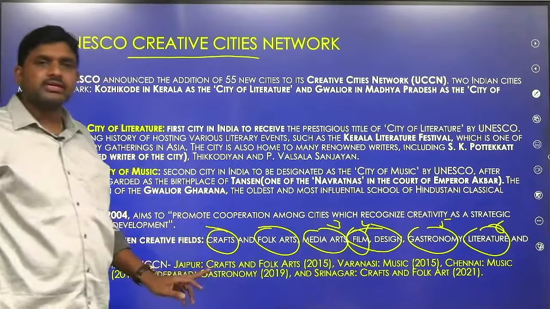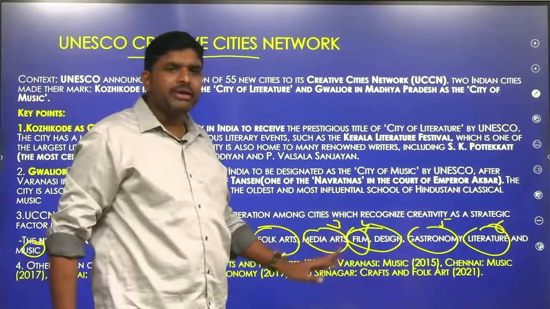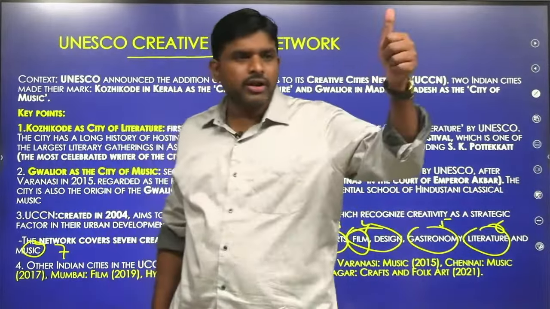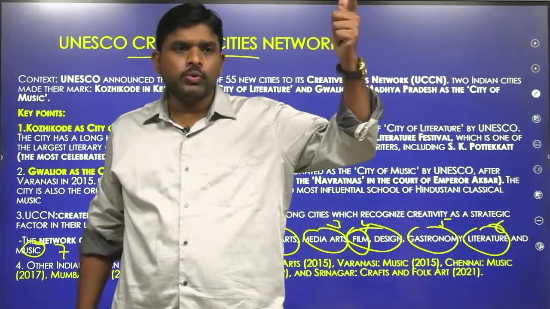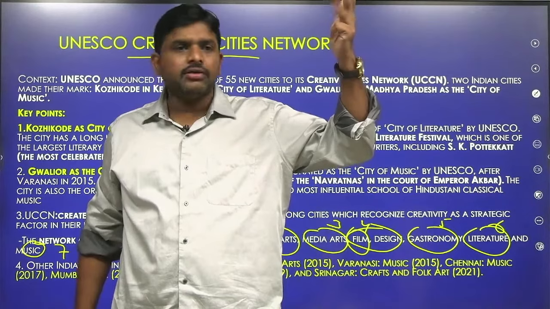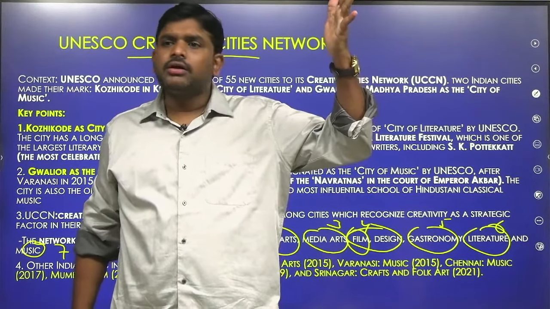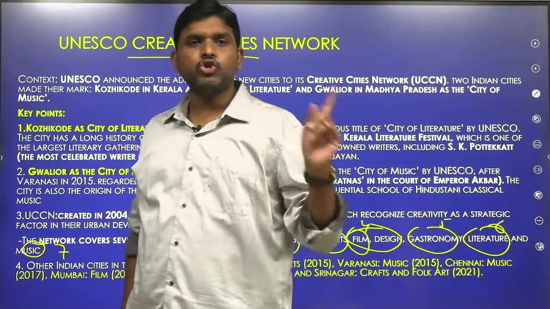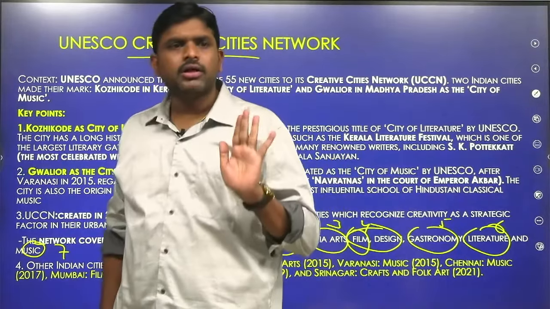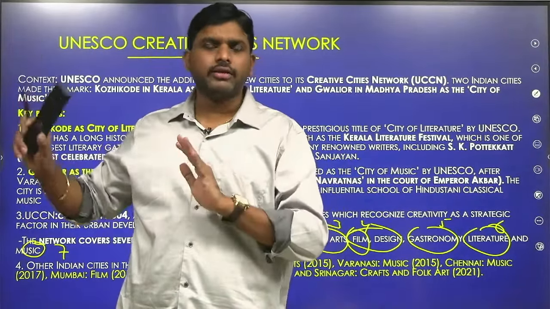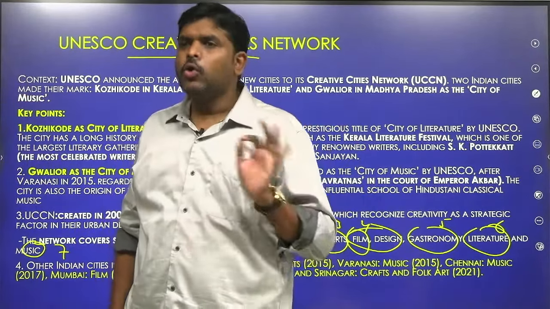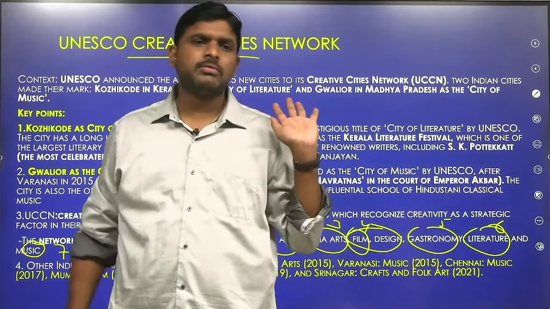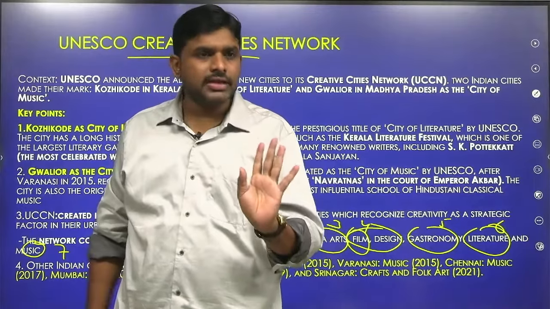Number 1, crafts and folk arts. Number 2, media arts, films, design, gastronomy, literature and music. In these 7 criteria, UNESCO will be identifying and giving awards. Which cities got it, we will remember later. So, how many fields are there? 7 fields are there. Who will be giving? UNESCO, the United Nations Educational, Scientific and Cultural Organization. If you don't remember the full form also, no problem. So, how many criteria are there? 7.